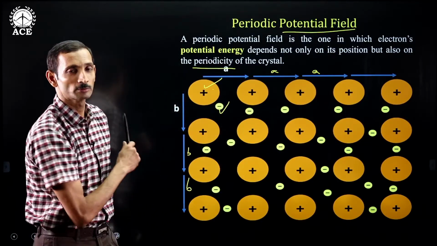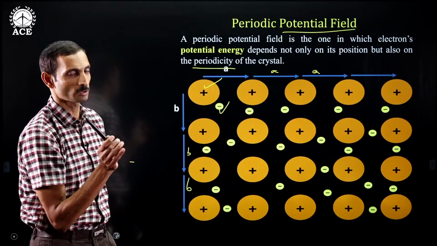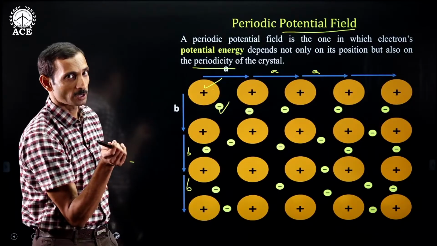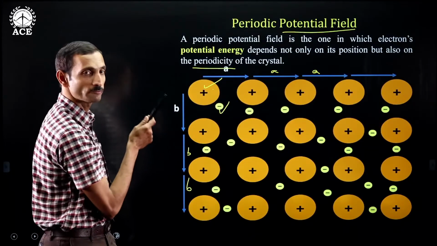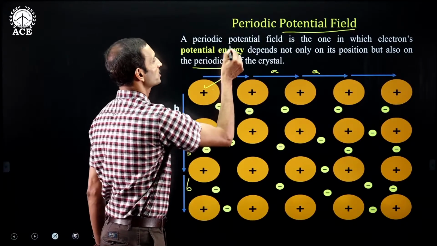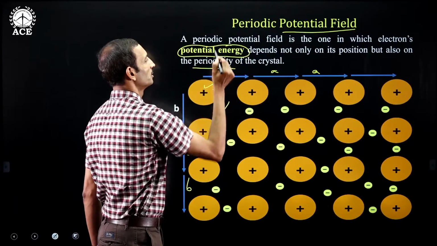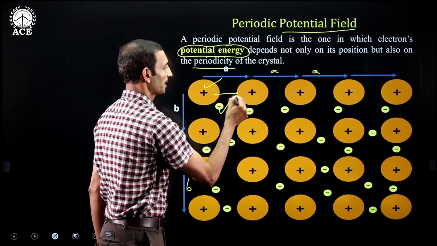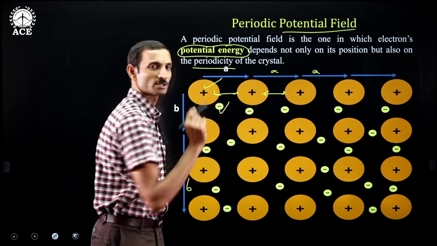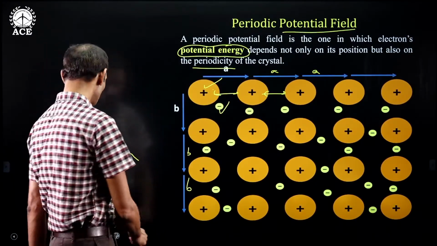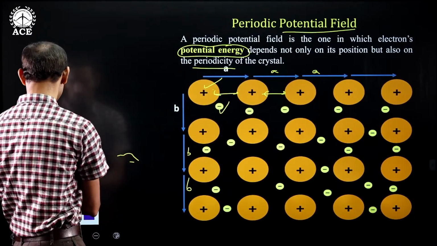According to Bloch's theorem, Bloch's concept, we are talking about periodic potential. So the periodic potential field is nothing but a potential field in which the electron's potential energy not only depends on its position but also on the arrangement, on the periodicity of the crystal. That is called periodic potential. Right. Now we have understood this, right?